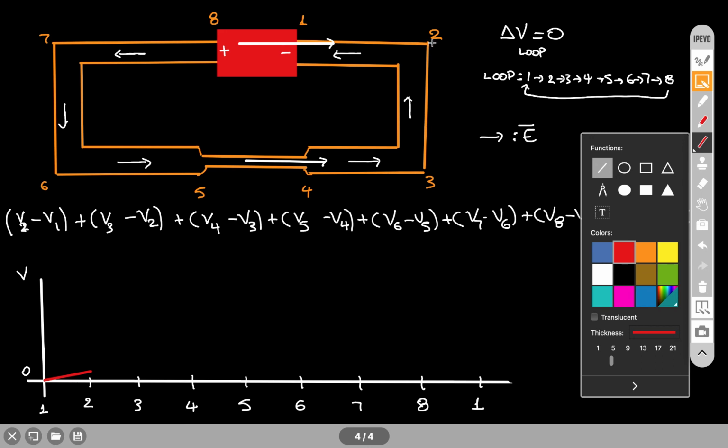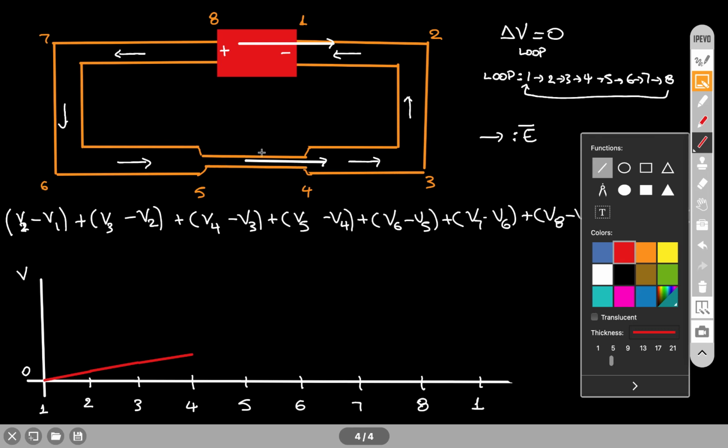Now, when I go from 2 to 3, I go down and the electric field goes up. I am again moving in a direction that is opposite to the direction of the electric field. And from 3 to 4, same thing.